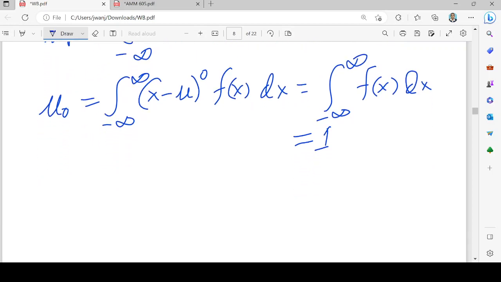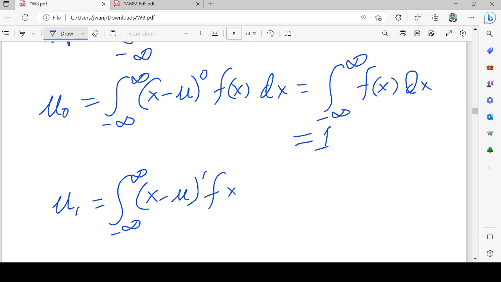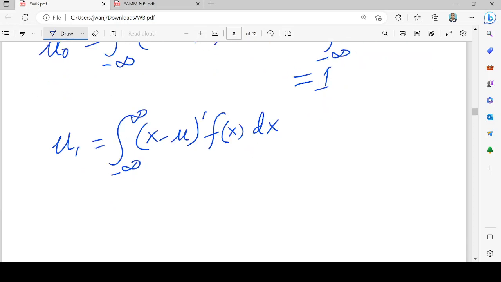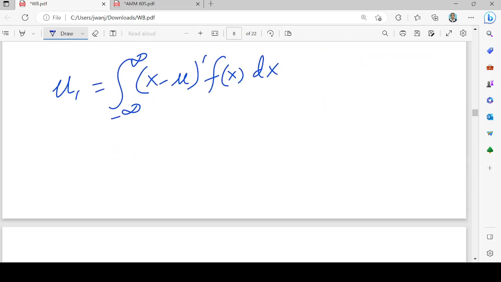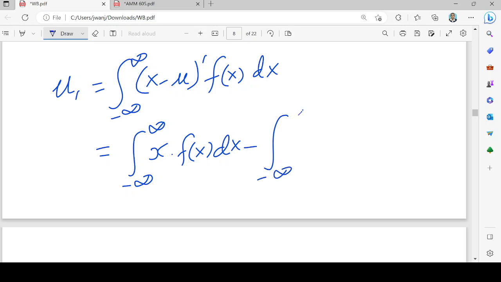If we write mu 1, which is the integral from minus infinity to infinity of x minus mu raised to power 1 times f of x dx, then we see that we can break this into 2 and write the integral from minus infinity to infinity of x times f of x dx, minus the integral from minus infinity to infinity of mu times f of x dx.